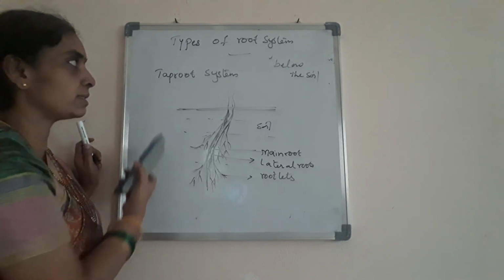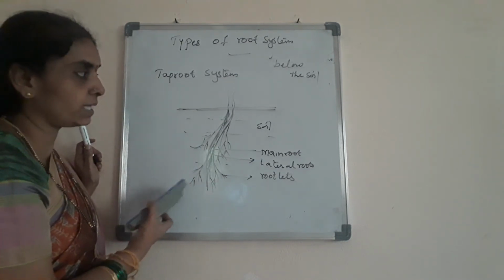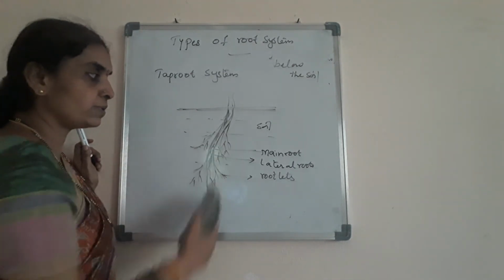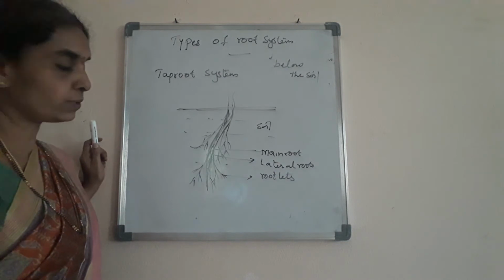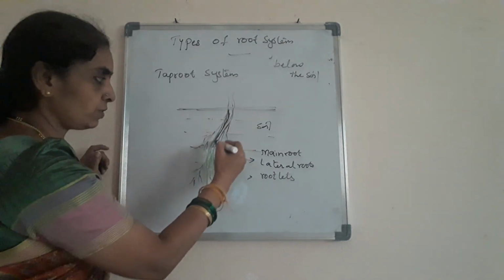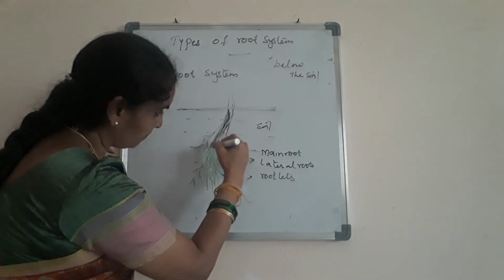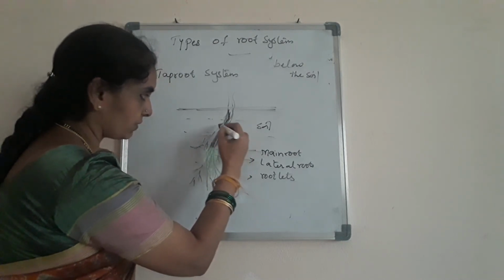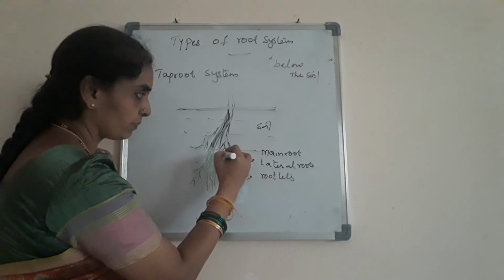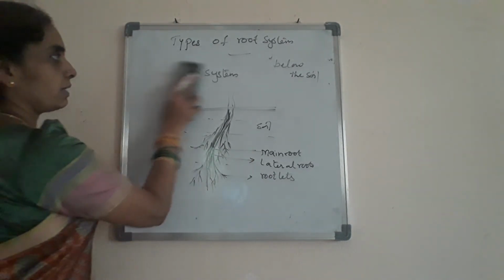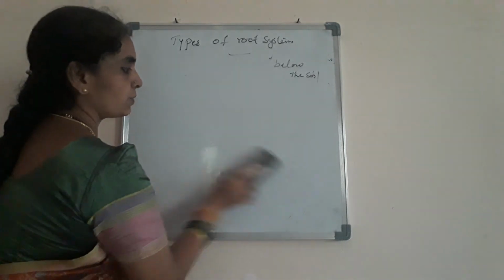You should draw this taproot system in your notes. Okay children, taproot system, it consists of main root, lateral roots and rootlets. This is the main root. See here children, this is the main root, these are lateral roots and these are the rootlets. Is it clear children? Okay, next we'll move to the fibrous root system.